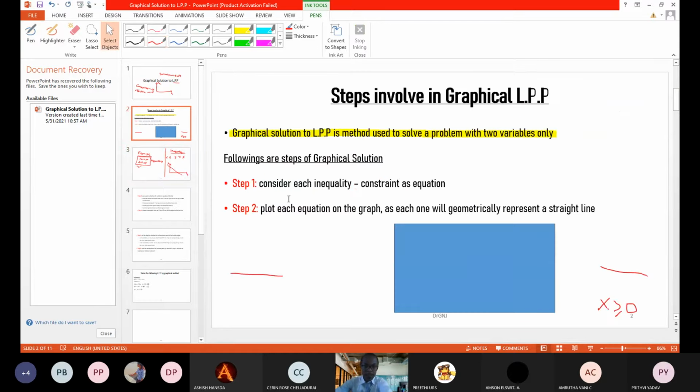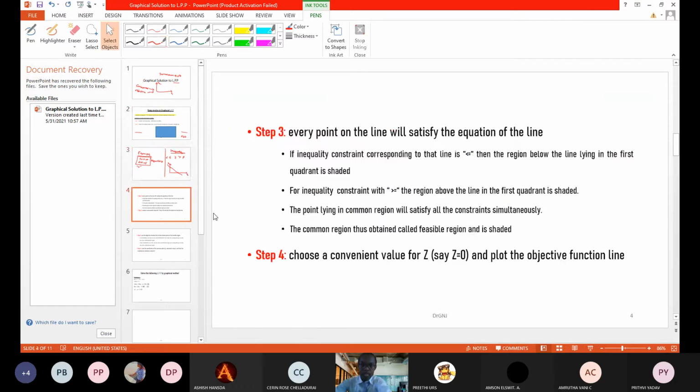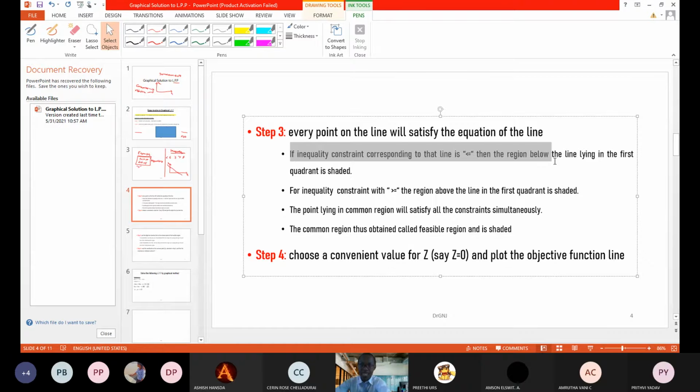Step number 3. Every point on the line will satisfy the equation of the line. Now, this is very important. Please note it. If the constraint corresponding to that line is lesser or equal to, then the region below the line lying in the first quadrant is shaded.